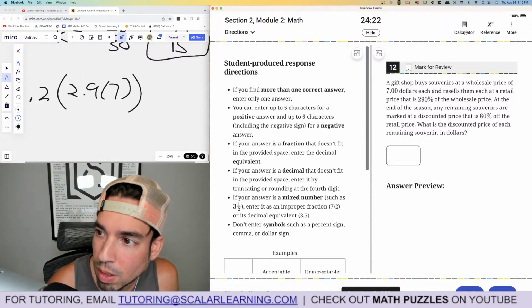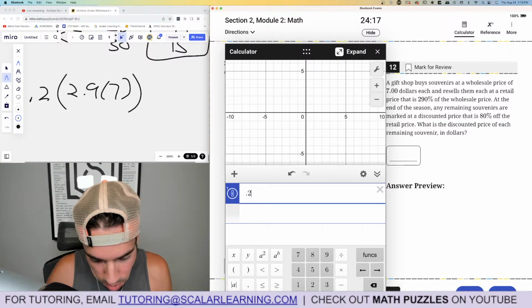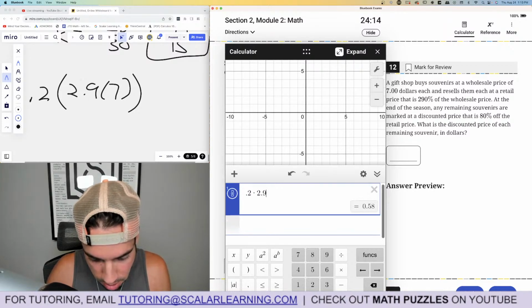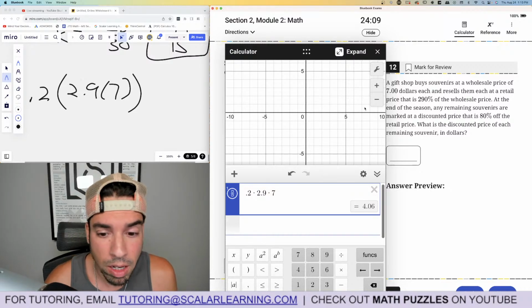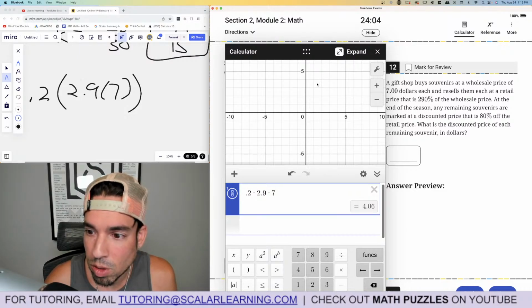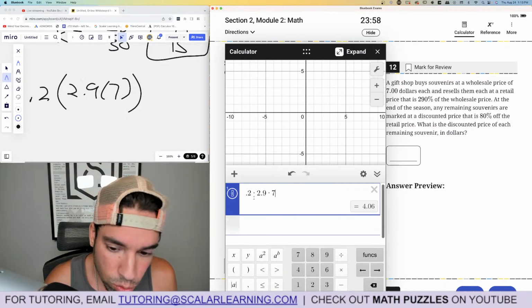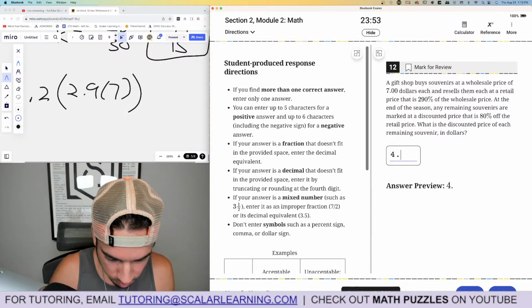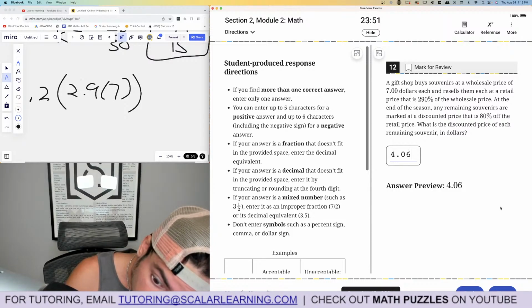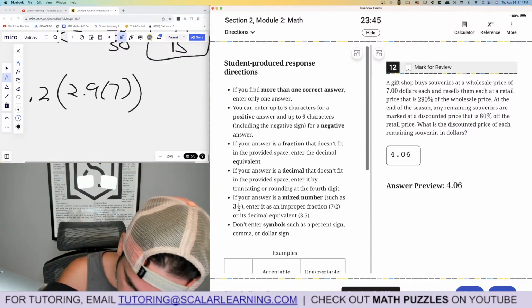So we can plug this into the calculator. We have 0.2 times 2.9 times 7, and hopefully I didn't make a mistake. The retail price is 290% of the wholesale price, so that times 7, and then 20% of that. So 4.06 is the answer in dollars. What is the discounted price in dollars? Yeah, 4.06. Okay, moving on.